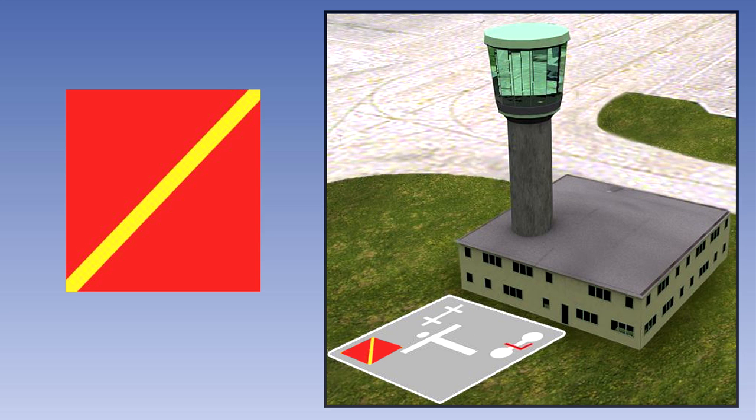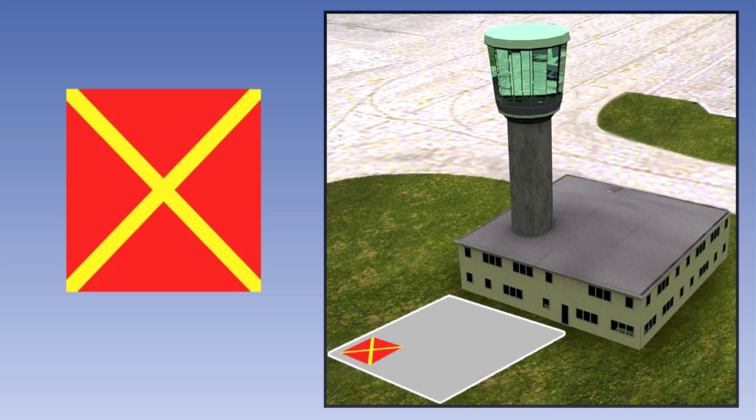A red panel square with a yellow diagonal stripe signifies that the state of the manoeuvring area is poor and pilots must exercise special care when landing. A red panel square with yellow stripes along each diagonal signifies that landing is prohibited and most likely will continue to be so for some time.